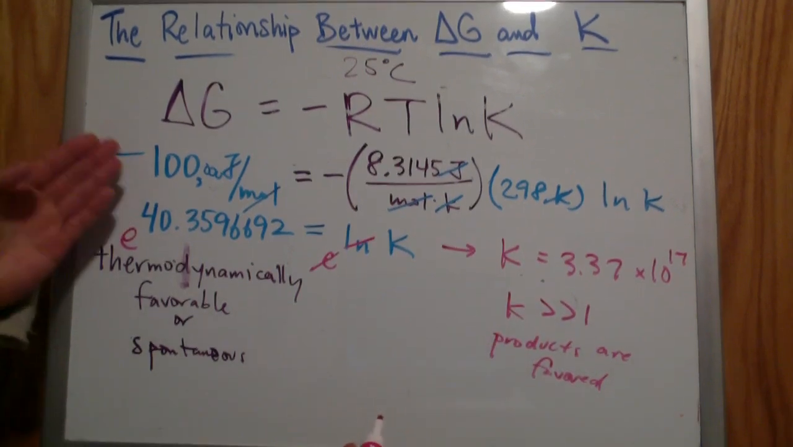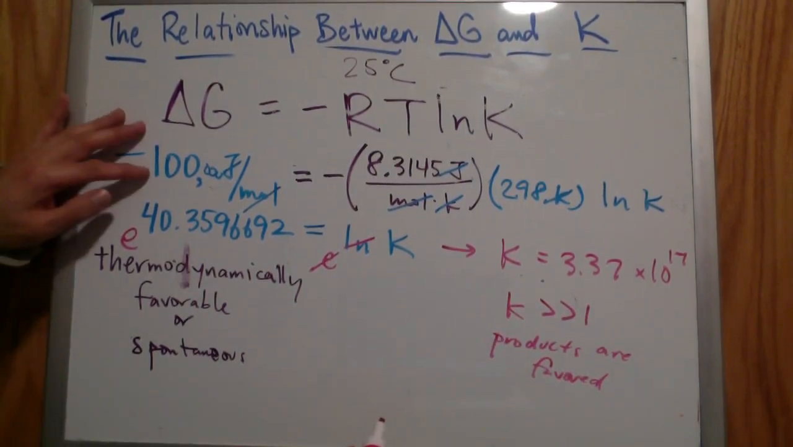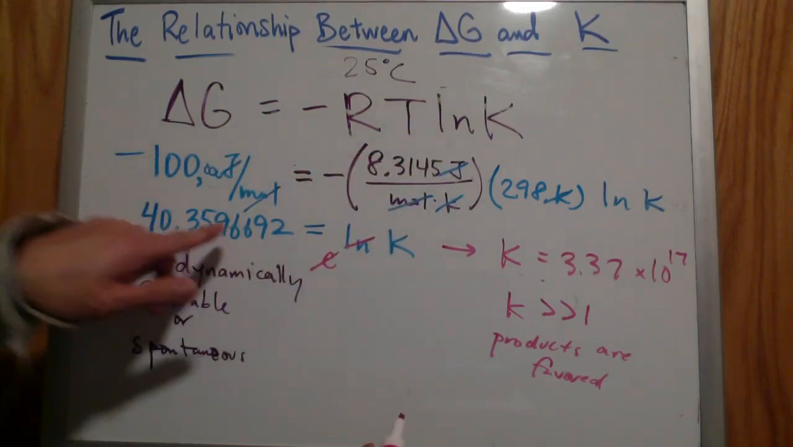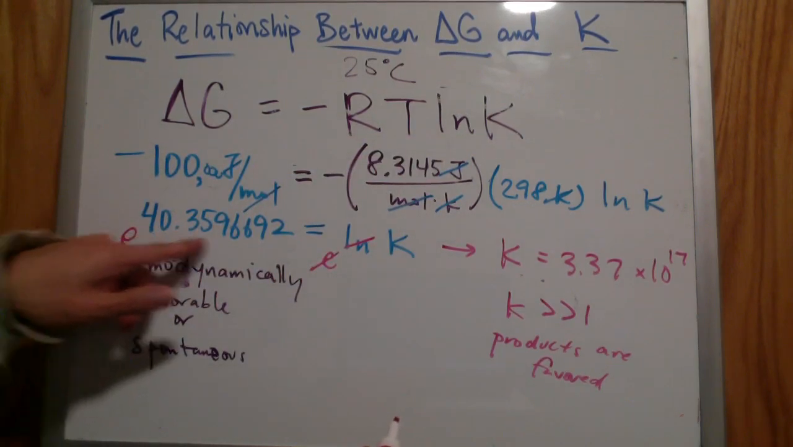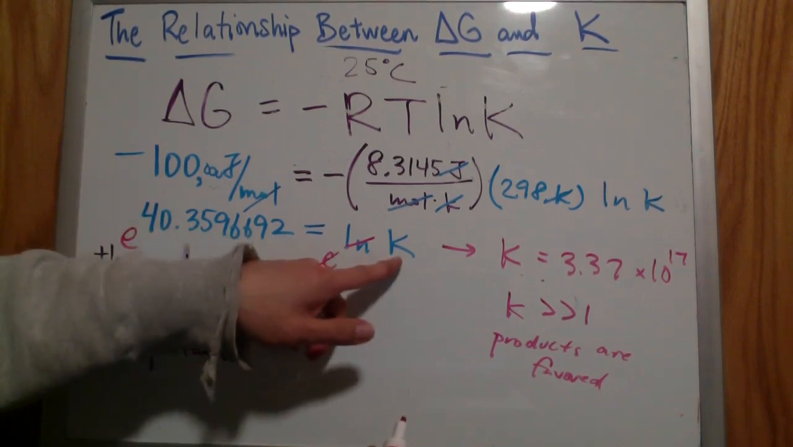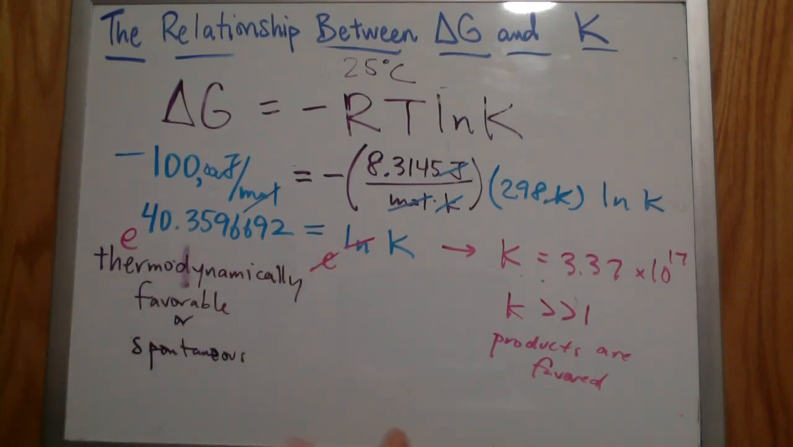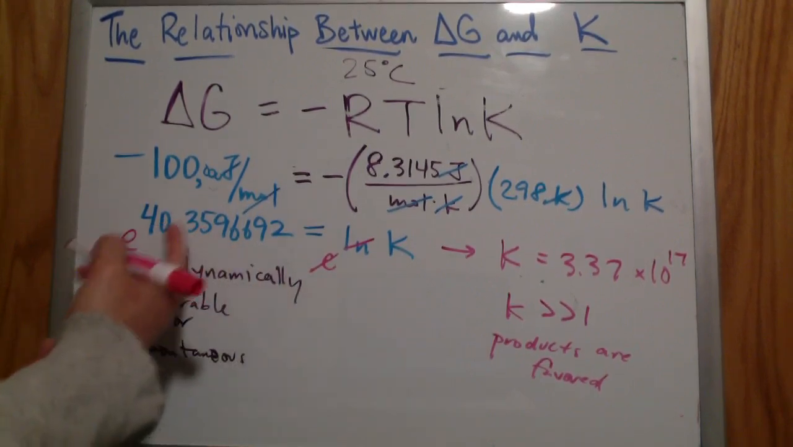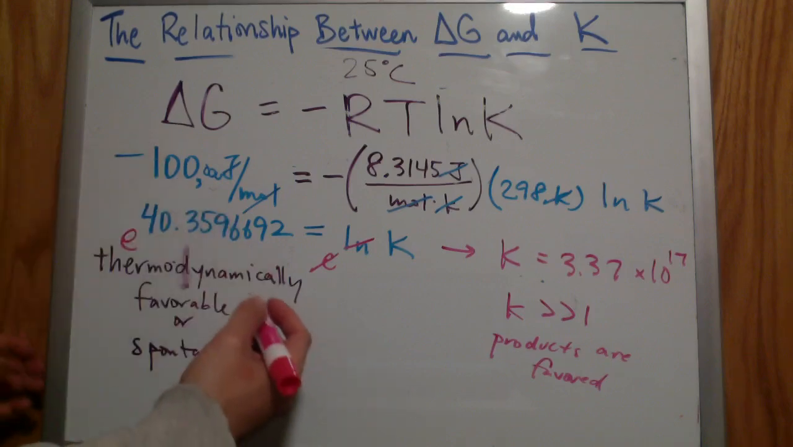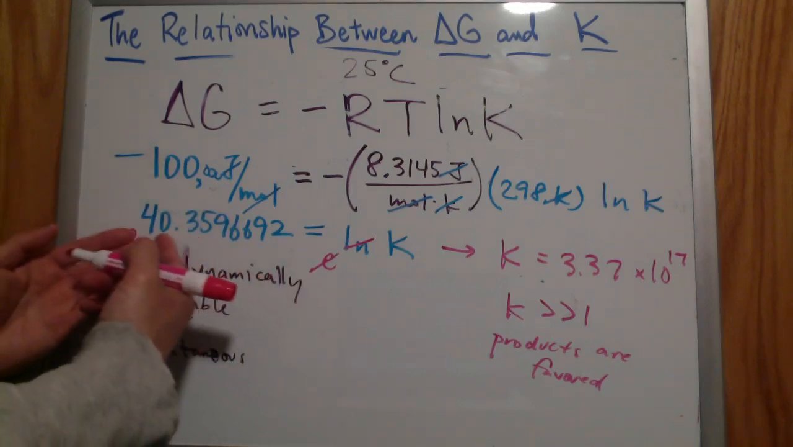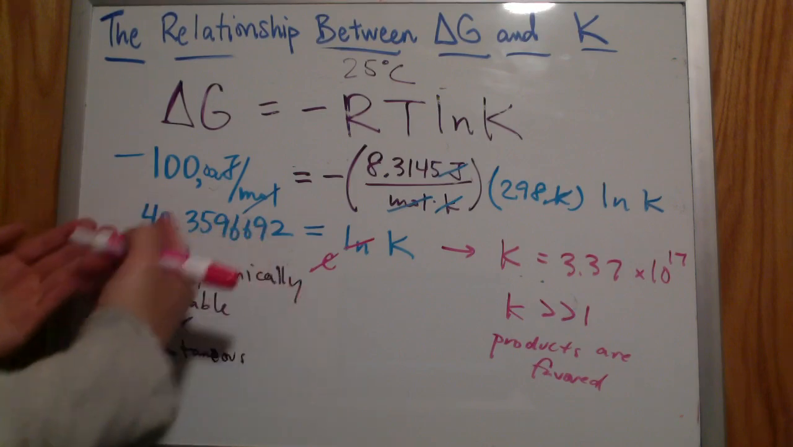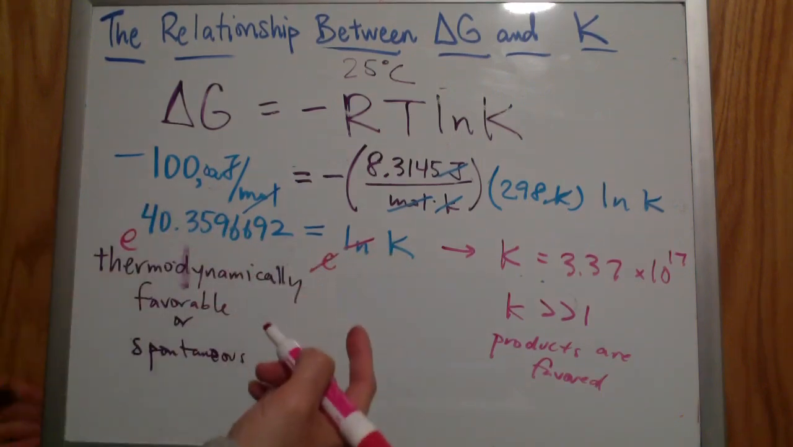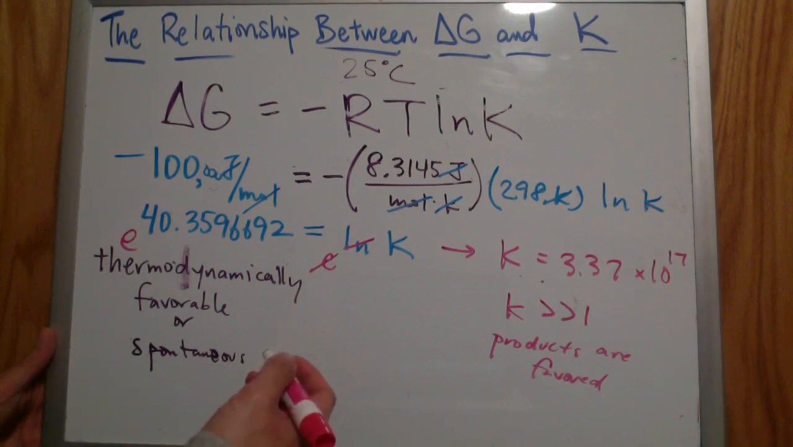Now, on the opposite side, what you'll notice is if the delta G is positive, this negative will make the number a negative number. And if I raise e to a negative number, I will get a K value that's less than 1. And then that would tell us that on the flip side, reactants would be favored. So if we had a positive sign for delta G, we would get a negative number over here for the exponent of e, and then we would have a K that would be less than 1.